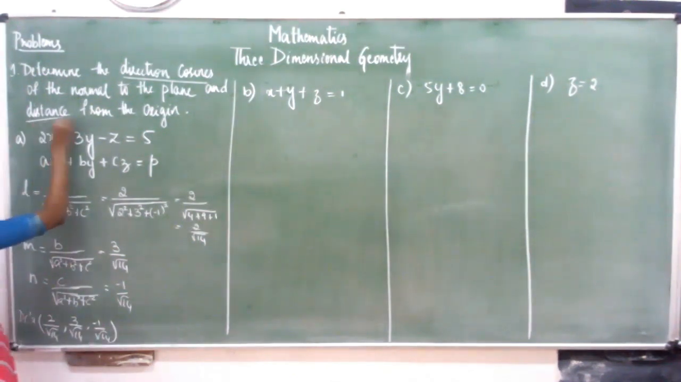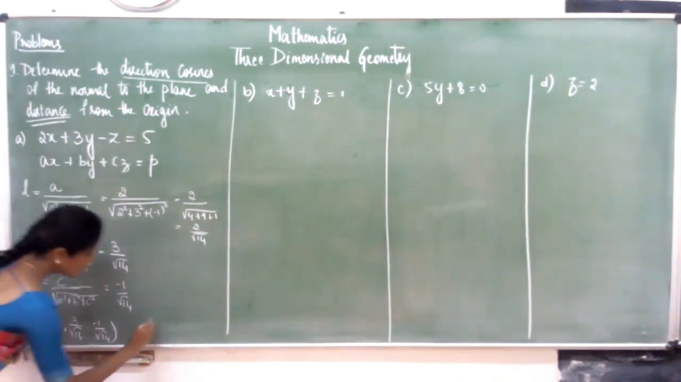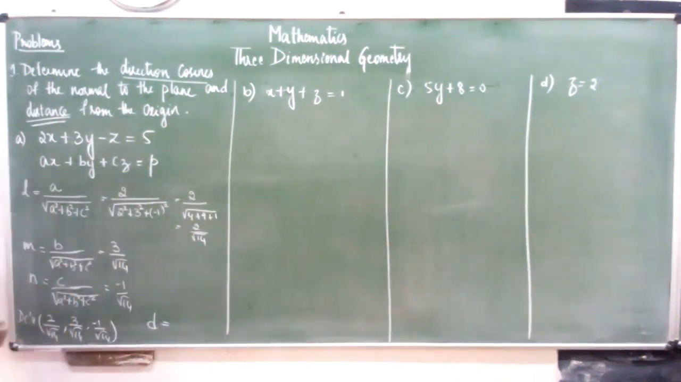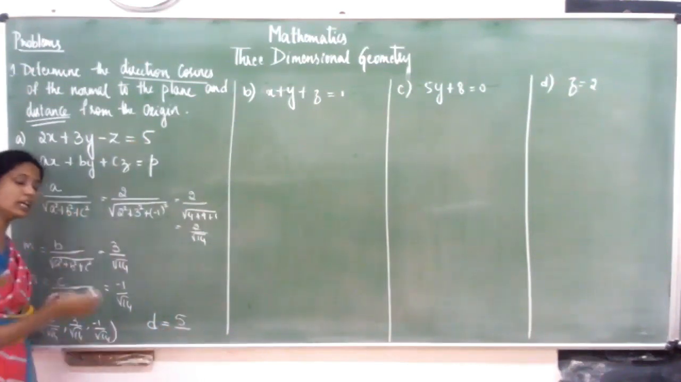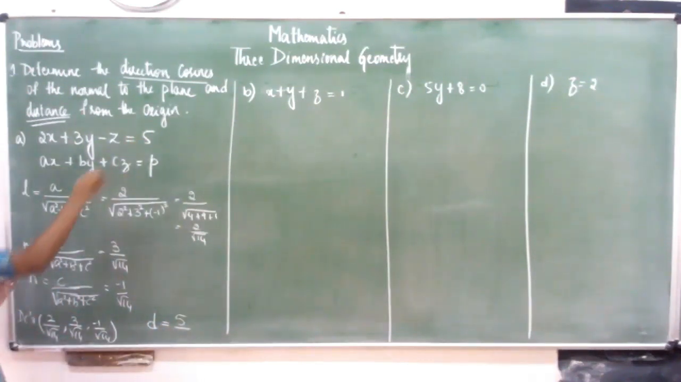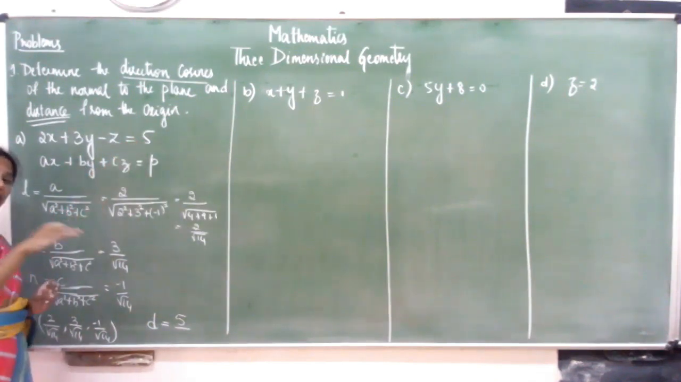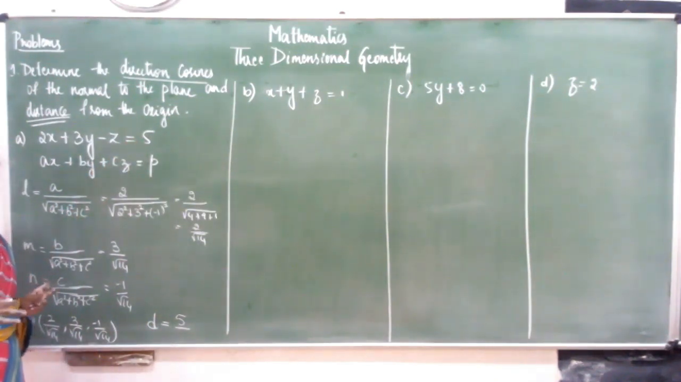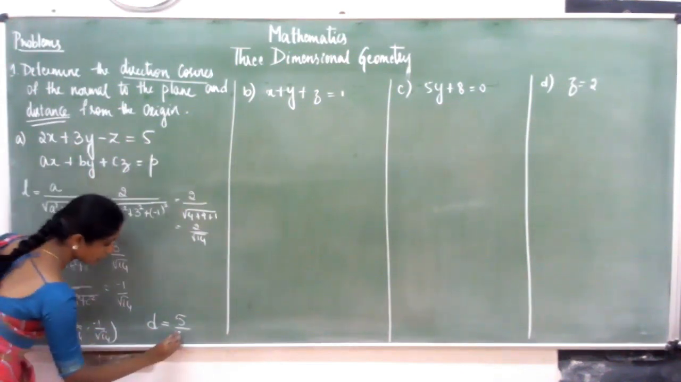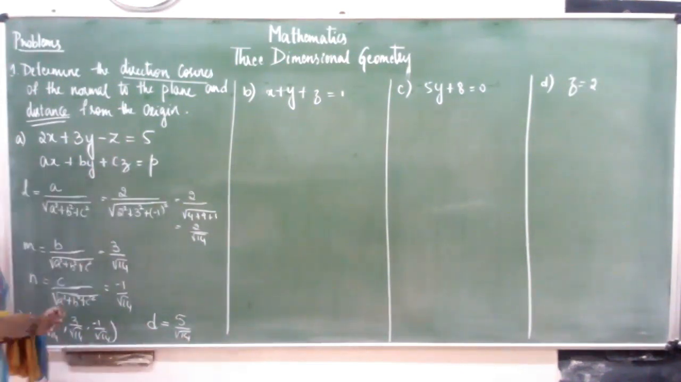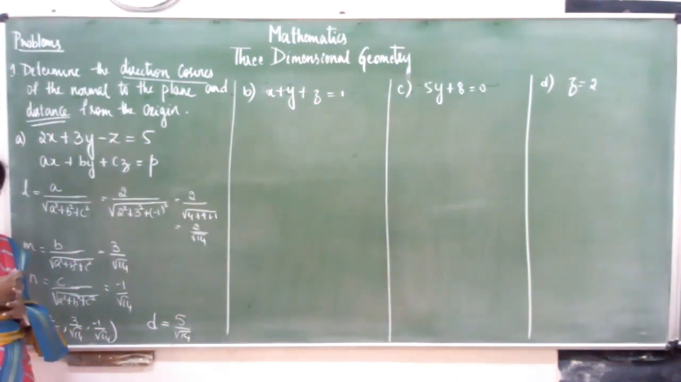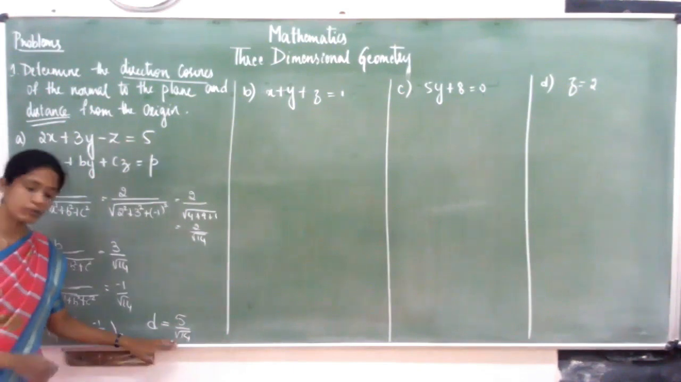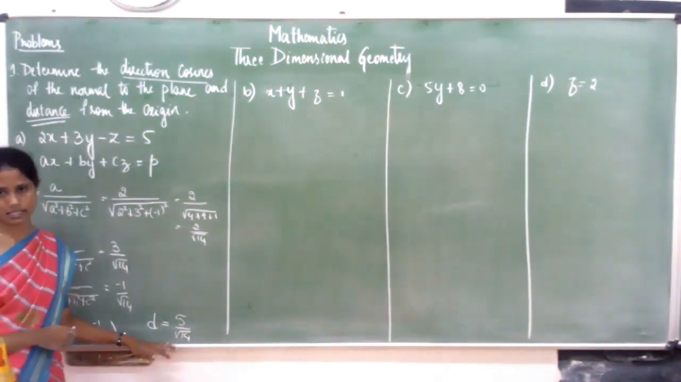After finding the direction cosines, they have also asked us to find the distance d. So d is equal to what I have given as p, that is 5, divided by root of A square plus B square plus C square. In order to find the distance, you should take this p divided by root of A square plus B square plus C square. So 5 divided by root 14 will be your distance. That is, you should divide the entire equation by root of A square plus B square plus C square, so that you will be able to get the distance.